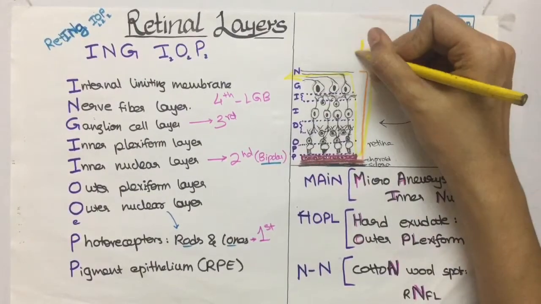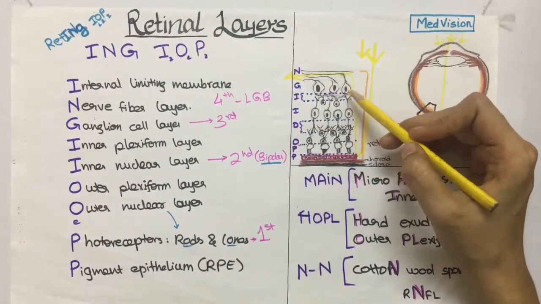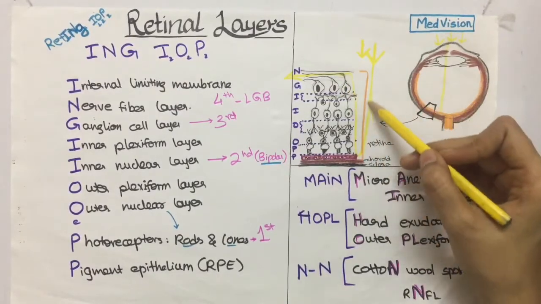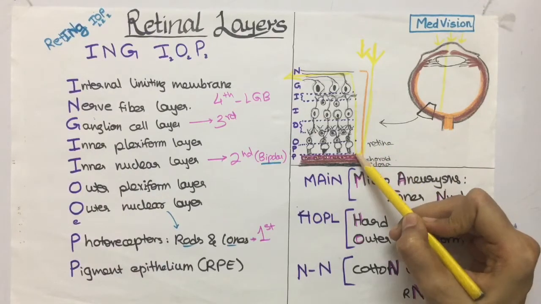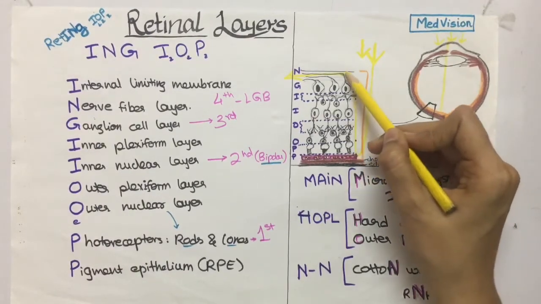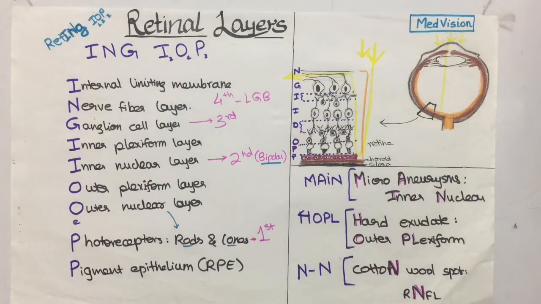Okay, it will first fall on this nerve fiber layer, ganglion cell layer. It will traverse through the entire layers. It is reflected from the retinal pigment epithelium, and then finally it passes through the nerve fiber layer. Now let's learn how to identify the layers by looking at this.